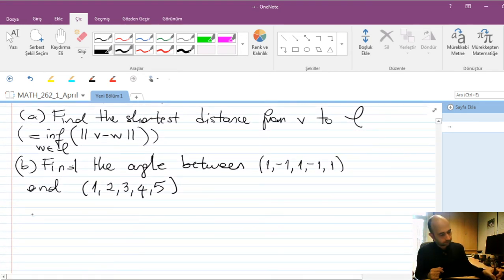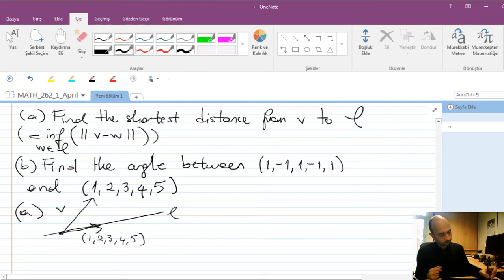Okay, for part A, how do we do that? I claim that the shortest distance is the following. So let's make a figure. This is L, let's say. Well, it is spanned by 1, 2, 3, 4, 5 somehow. You have your other vector V here.